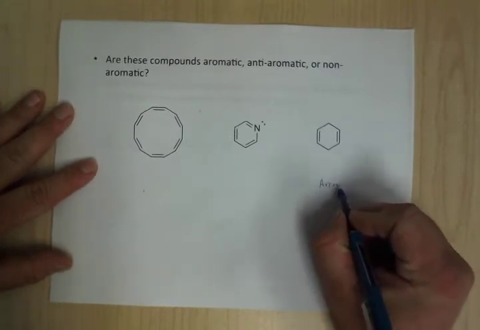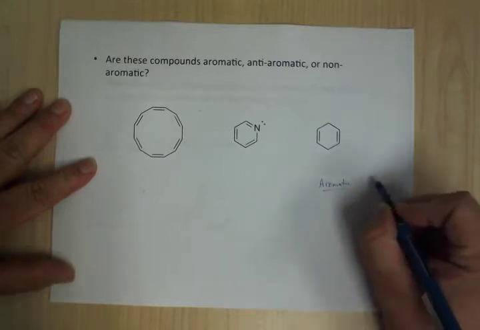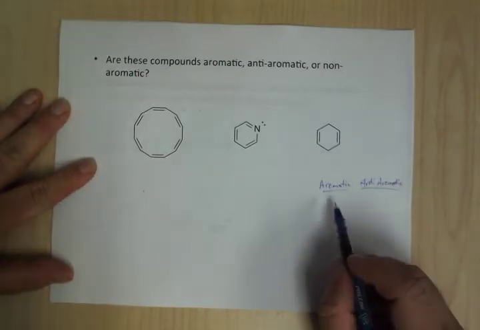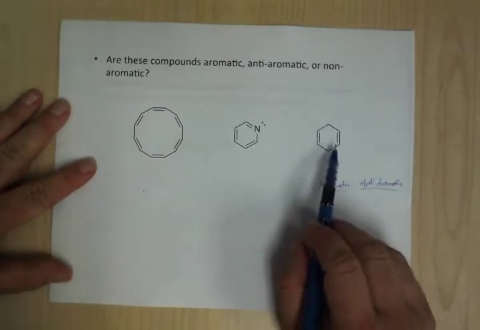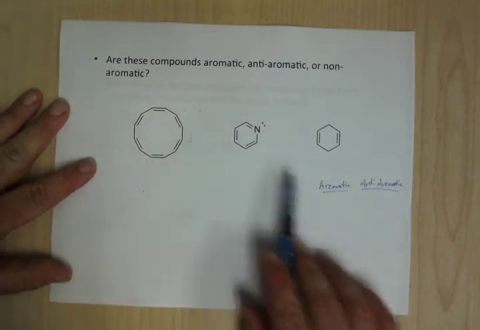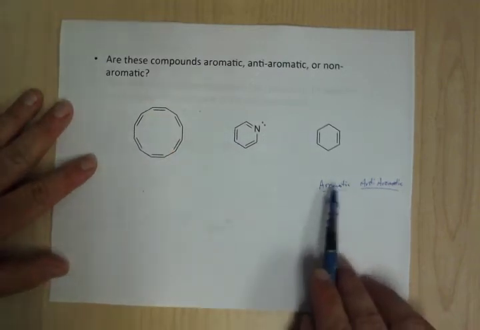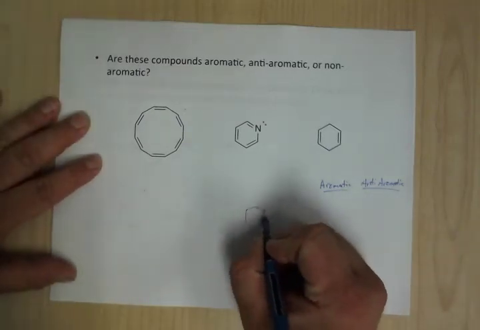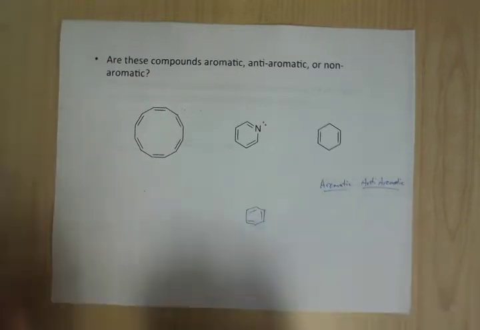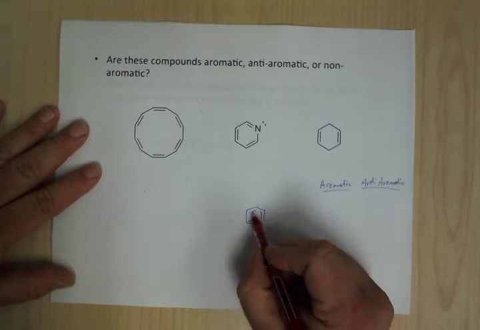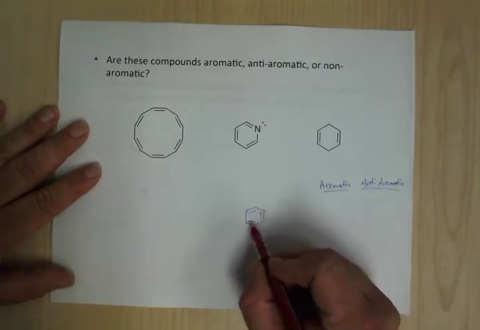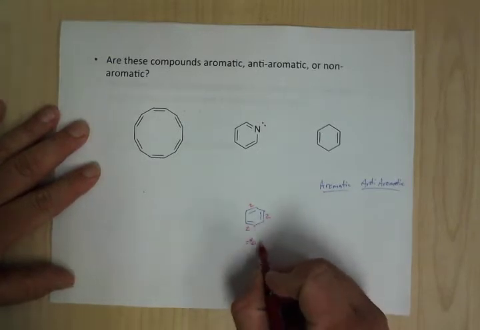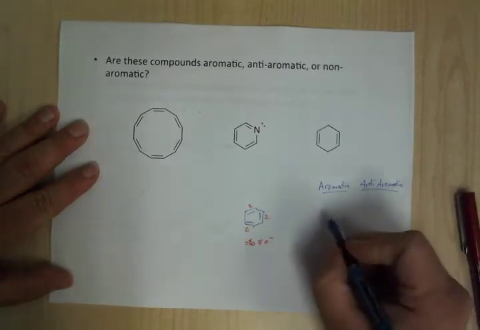So aromatic versus anti-aromatic. If it doesn't go all the way around the ring, it's non-aromatic. But if it does, then it's either aromatic or anti-aromatic. The classic aromatic structure is just benzene. You look at the pi electrons here. There's 2 here, 2 here, 2 here, so the total is 6 pi electrons. We know that is aromatic.